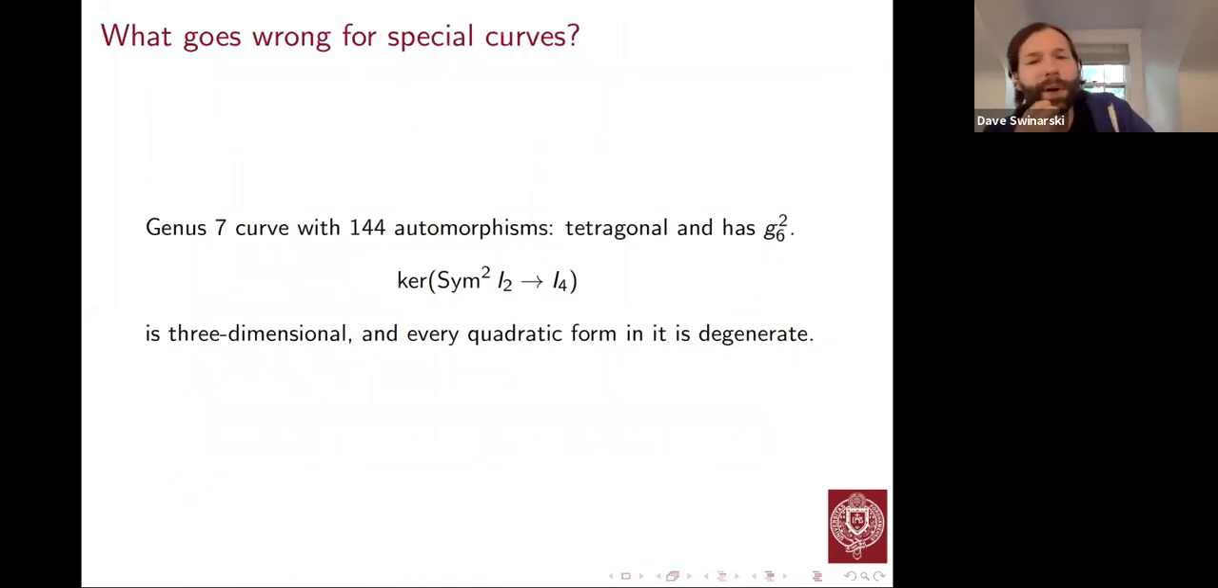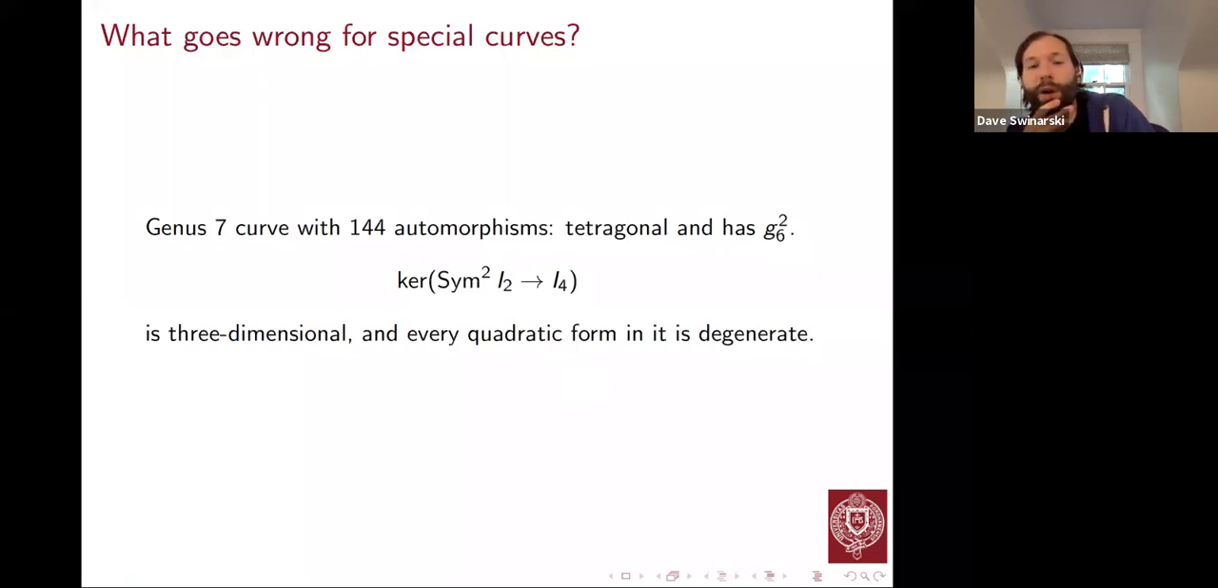So those are my positive results so far. Let me just mention a little bit more about what I've learned along the way. In Mukai's model, he says that you should avoid the tetragonal curves. Well, what goes wrong? What if you try to copy his construction on a tetragonal curve?